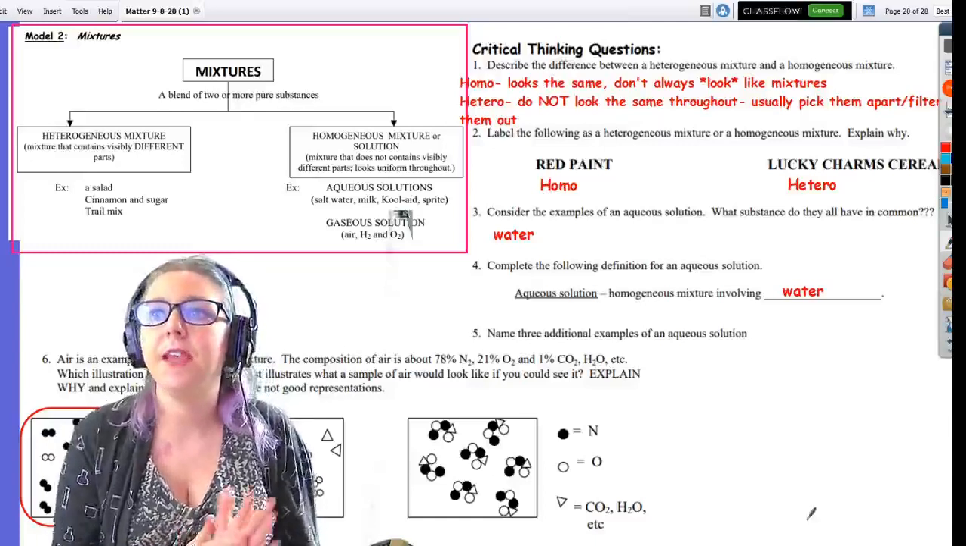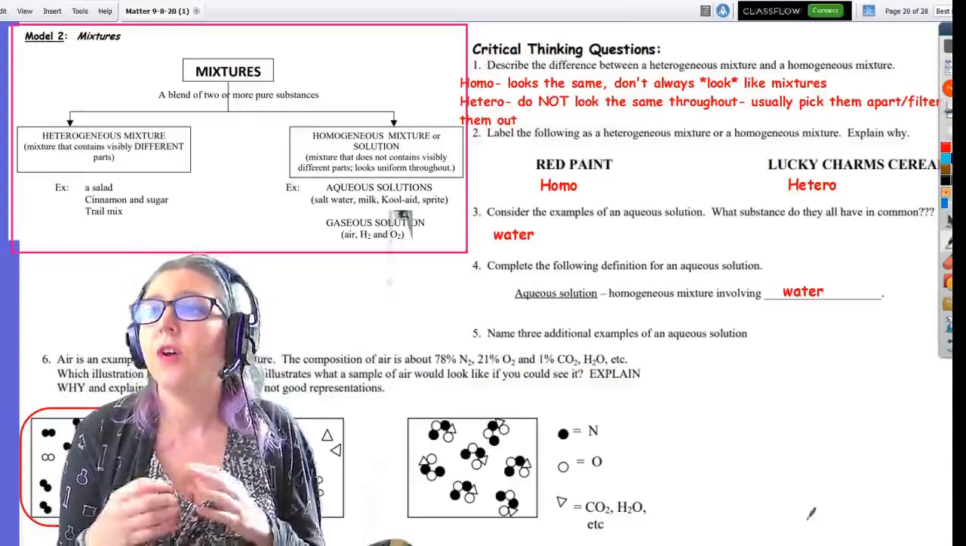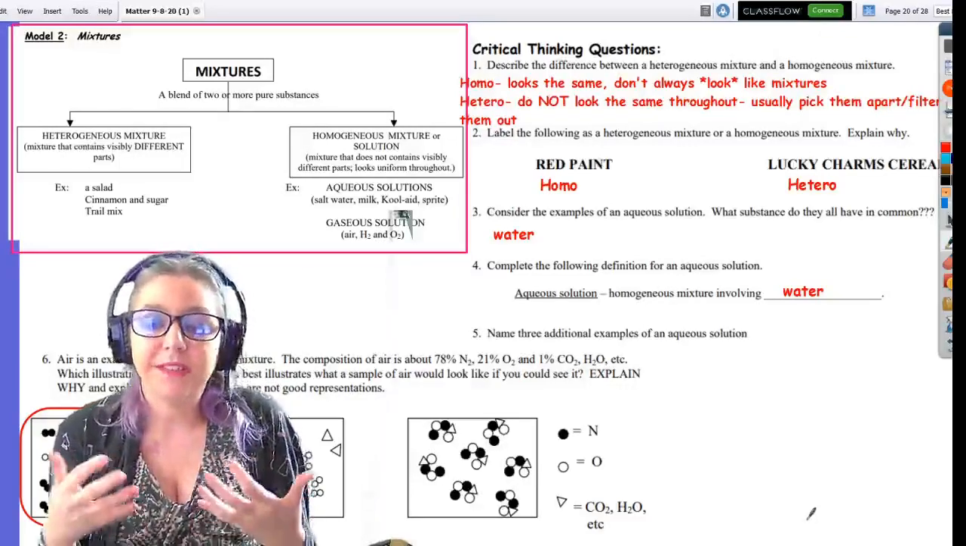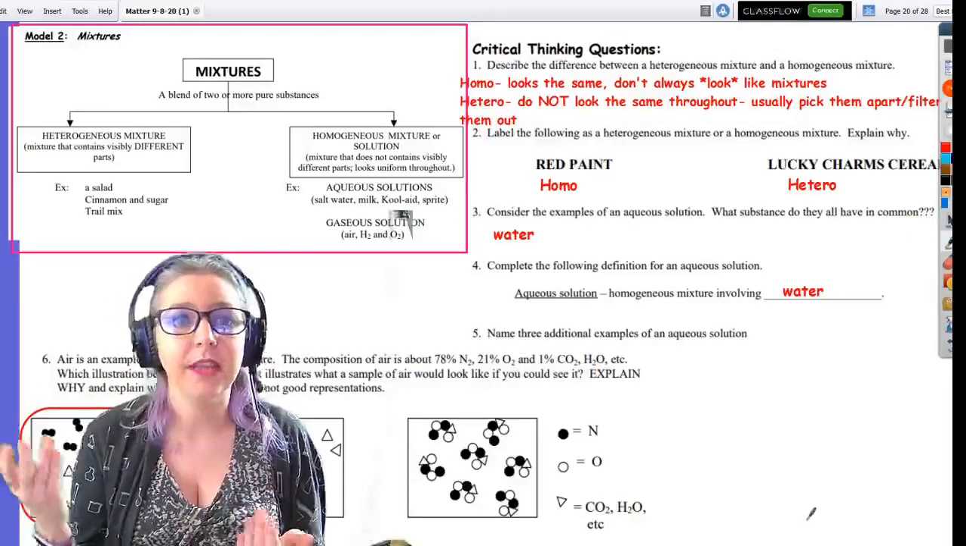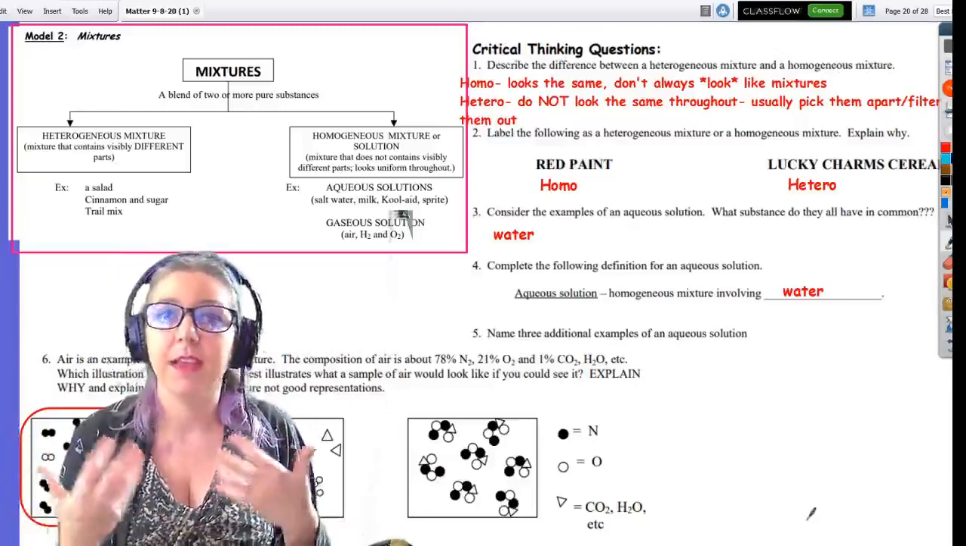Then on the next page, we were talking about different types of mixtures, heterogeneous and homogeneous. So homogeneous mixtures all look the same throughout. We don't always think of them as being a mixture. Most of us know that if you want to have some Kool-Aid, you mix the Kool-Aid powder with water to make your drink. It's a mixture.